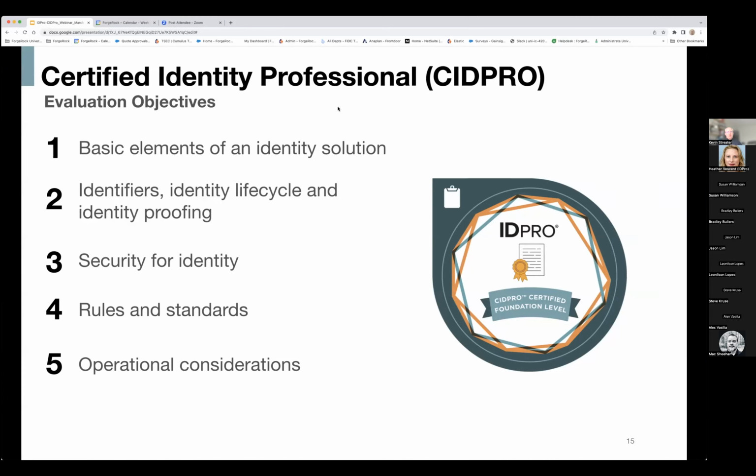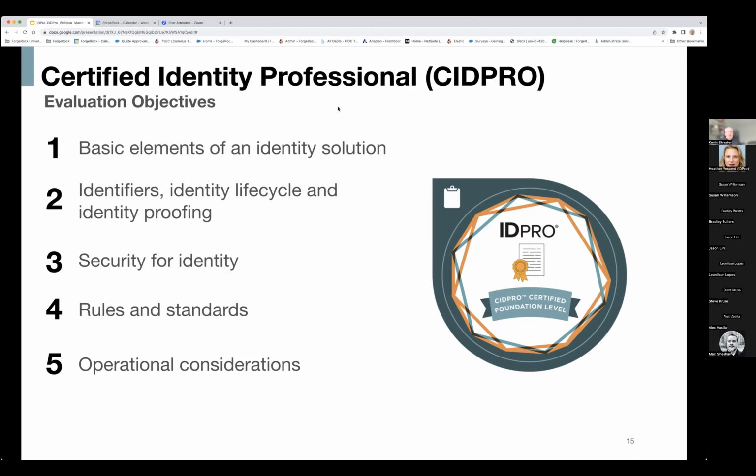Second objective goes much further down into specifics around what is an identity, what are identifiers, what is an identity life cycle, how do you do identity proofing. So these are core elements of any identity and access management solution. So we go a lot more into those to make sure that you understand the specifics of the identity domain.